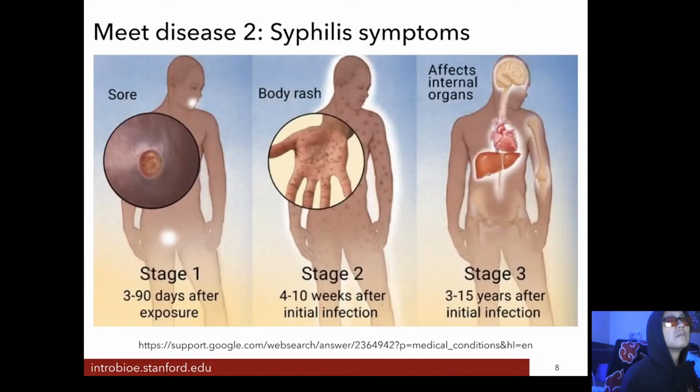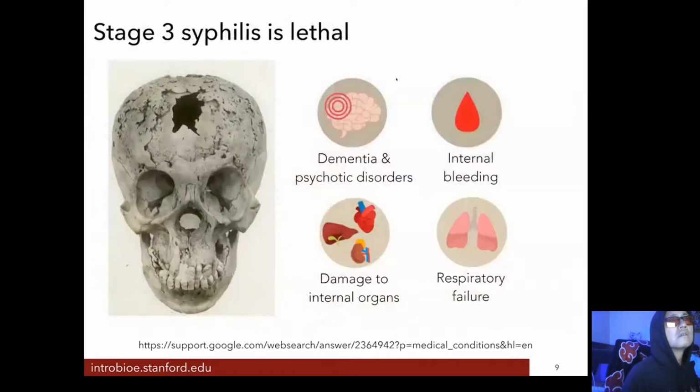They never have another symptom, and they live the rest of their life normally. But for other people, about 3 to 15 years after the initial infection, their syphilis disease reappears, and this time it's much more severe. Stage 3 syphilis affects your internal organs. It's actually lethal. It causes dementia and other psychotic disorders. It will cause internal bleeding, like I said, damage to your internal organs, and respiratory failure. Here's actually a photo of a skull from somebody who had syphilis. And you can see the degeneration, the holes within it that are caused by the disease.